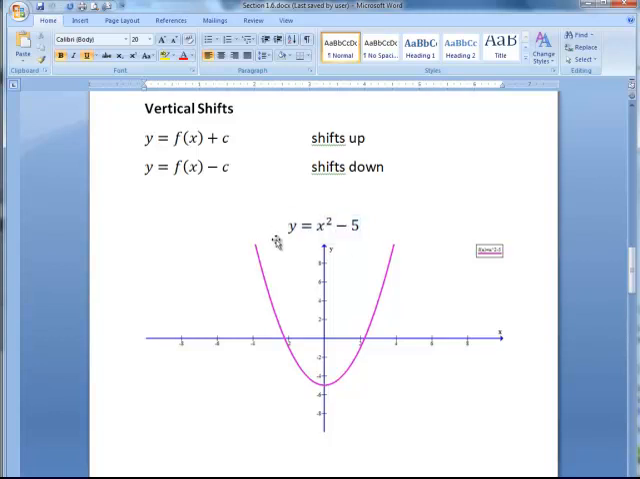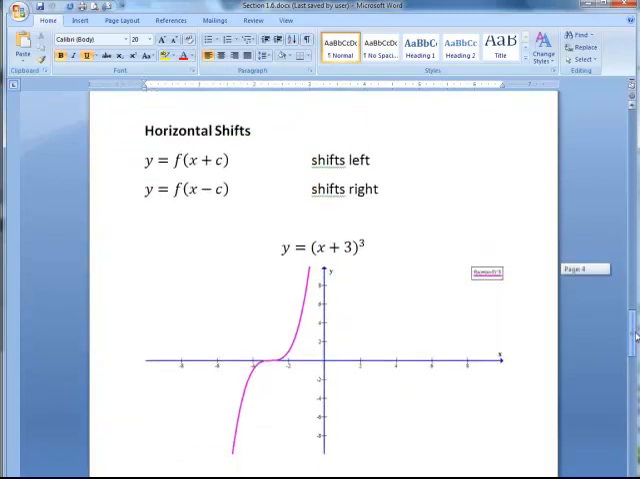So I took my standard graph, and I pushed it down 5 units. So notice my vertex is down at negative 5 now. If I were to shift it up by 5 units, this entire graph would shift up to positive 5 and make my U there.